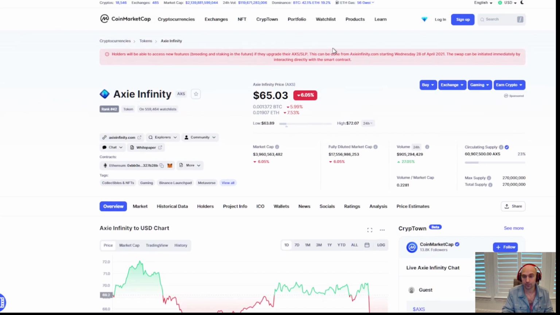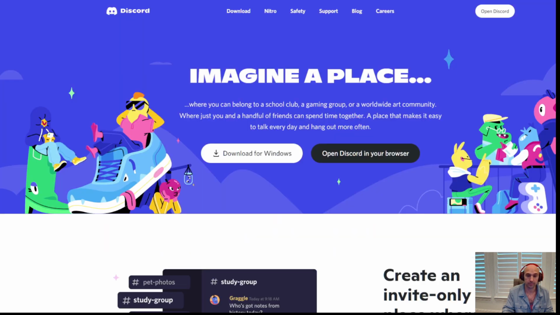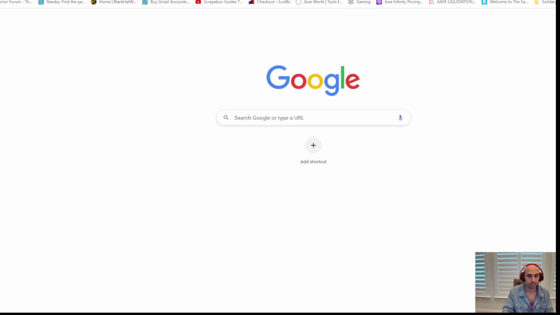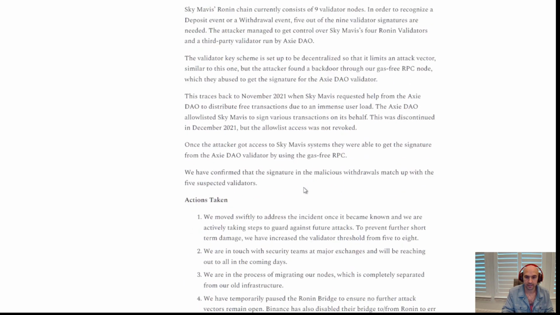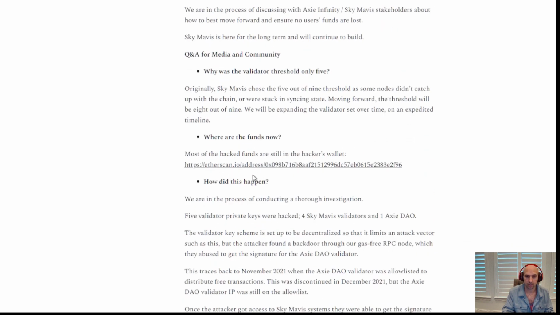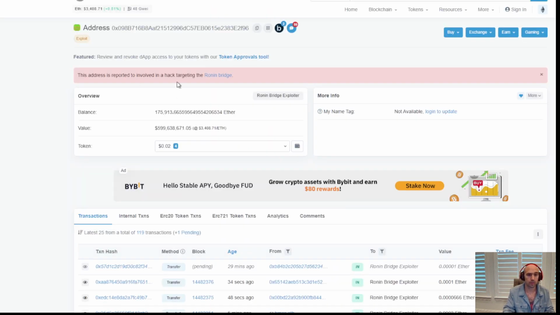But yeah, that is huge news, when someone did take that. Let me find the article again. Right here, it says that in two transactions, this wallet, so this is the wallet that was used to exploit the attack. And now it has a little report here that says this wallet has been reported in an attack on the Ronin Bridge.